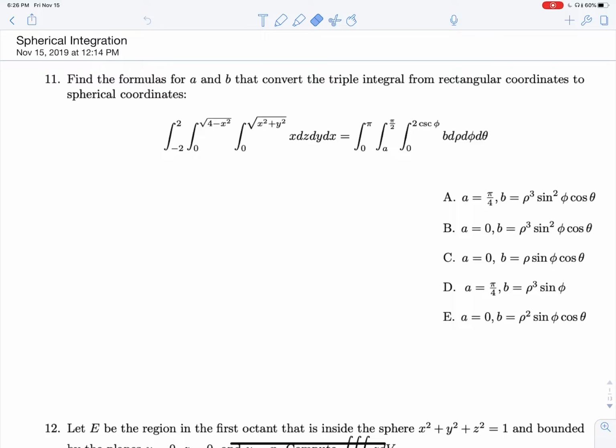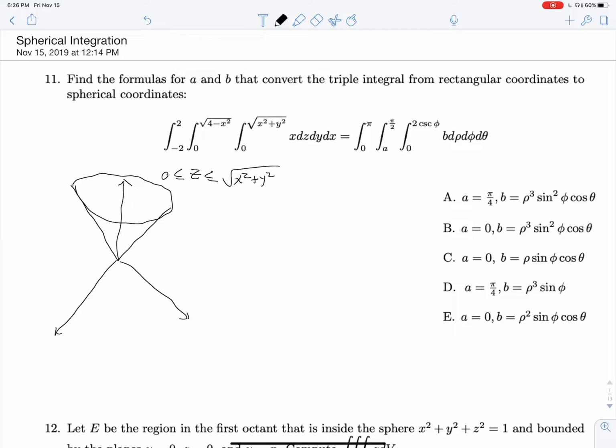Okay, let's set up. Let's take a look at what our bounds are in here. So z is ranging from 0 to root x squared plus y squared, and we know that this is just going to be a cone aligned on the z-axis. So got our cone here, very crudely drawn cone, but it'll do.